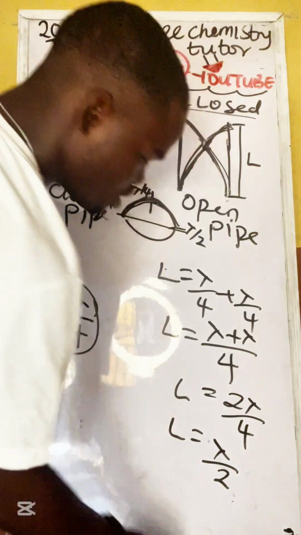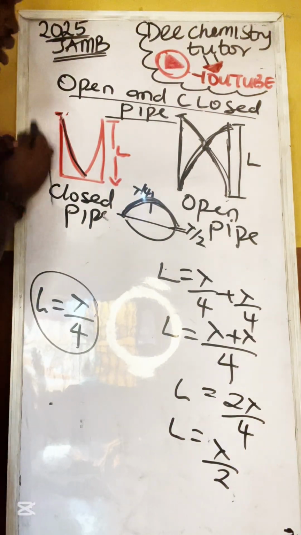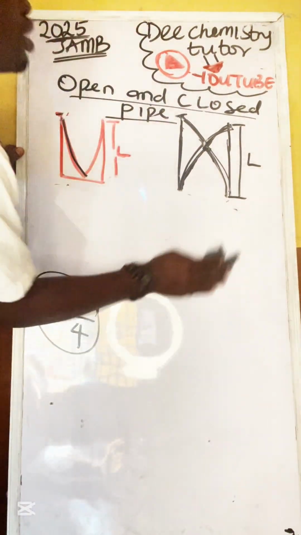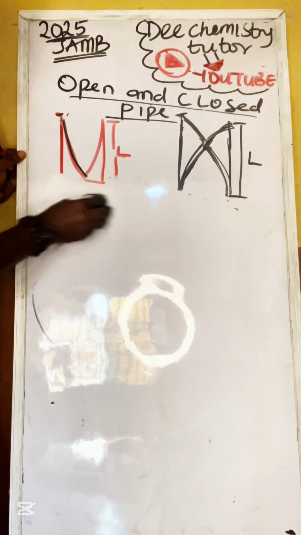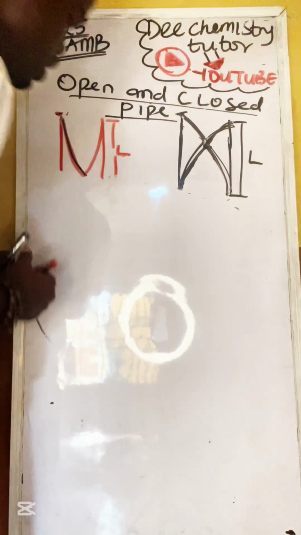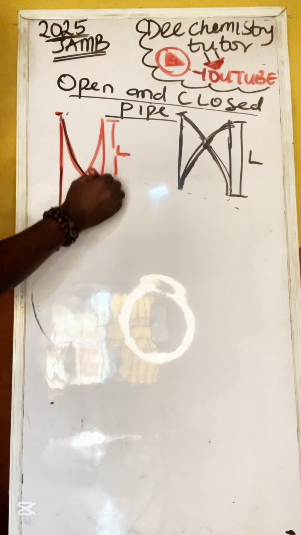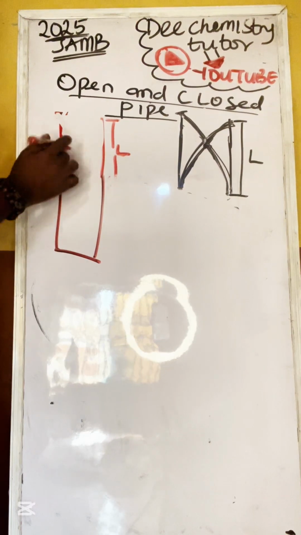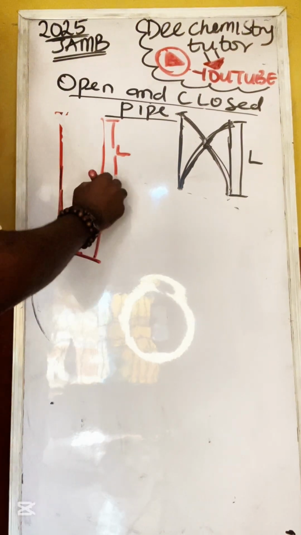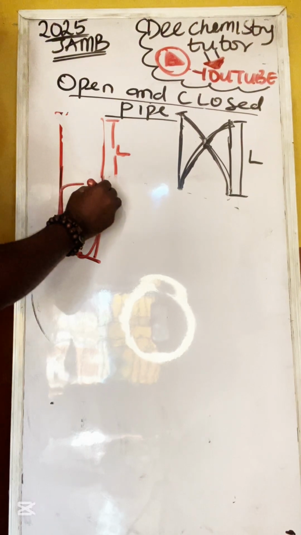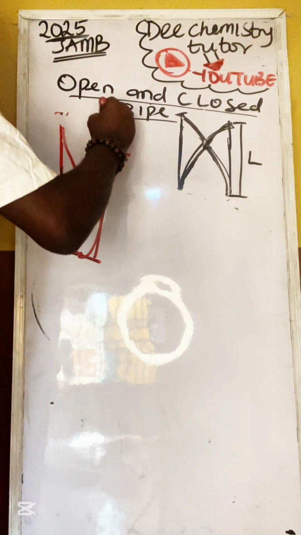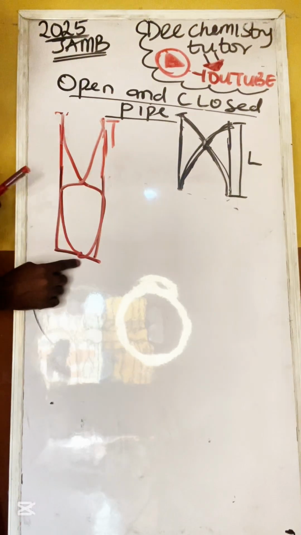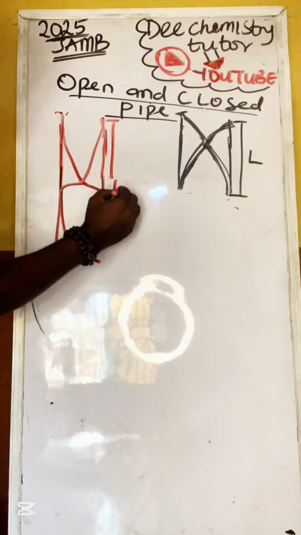Let me give you another one, and you see how I'm going to get it again. Now let's have something like this. Let me extend it, and have another resonance so that we have this. Right? Absolutely. What kind of pipe is this? Still closed pipe, because one side is closed. It's still a closed pipe.